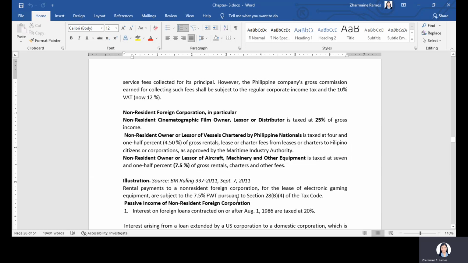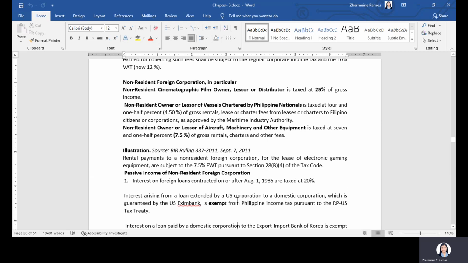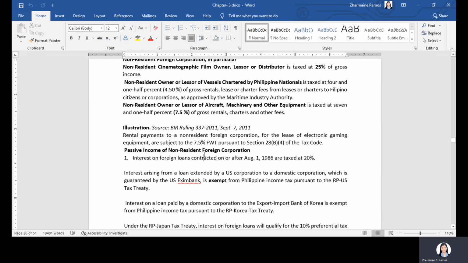Next is the passive income of non-resident foreign corporation. So, depende din siya kung anong klaseng passive income siya. So, interest on foreign loans contracted on or after August 1, 1986 are taxed at 20%. Pero, pag ang interest is nag-arise siya sa loan extended by a U.S. corporation to a domestic corporation which is guaranteed by U.S. Exim Bank, it is exempt from Philippine income tax pursuant to the RP-US tax treaty. So, nagkaroon sila ng kasunduan na walang tax yon.